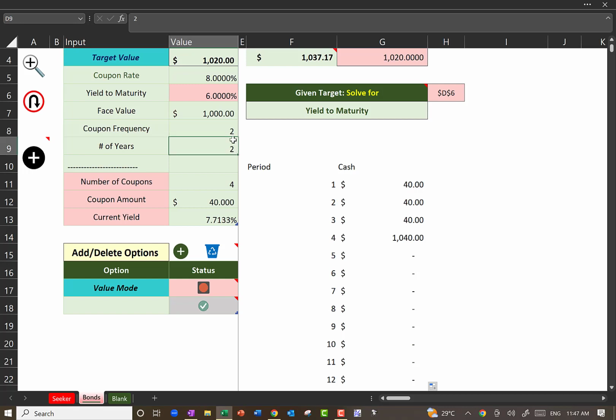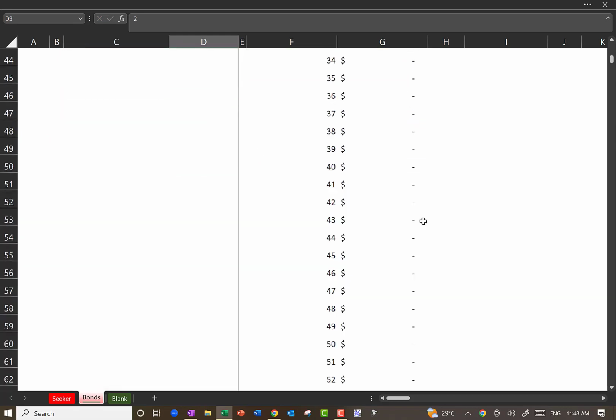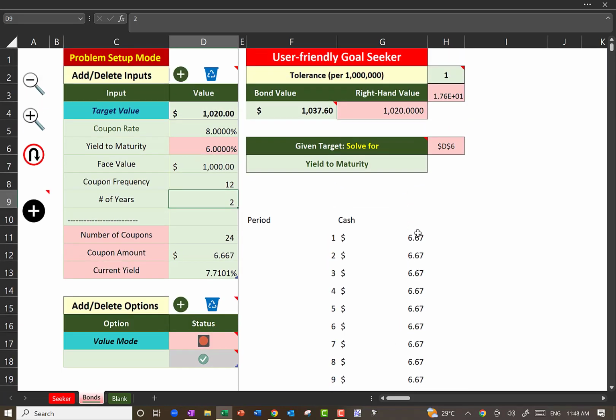And let's calculate PV. I'll take that cash flow divided by 1 plus, do I have a period rate? No, but I can take the yield to maturity, F4 divided by coupon frequency, raised to the power period. Let me make this back into semi-annual.